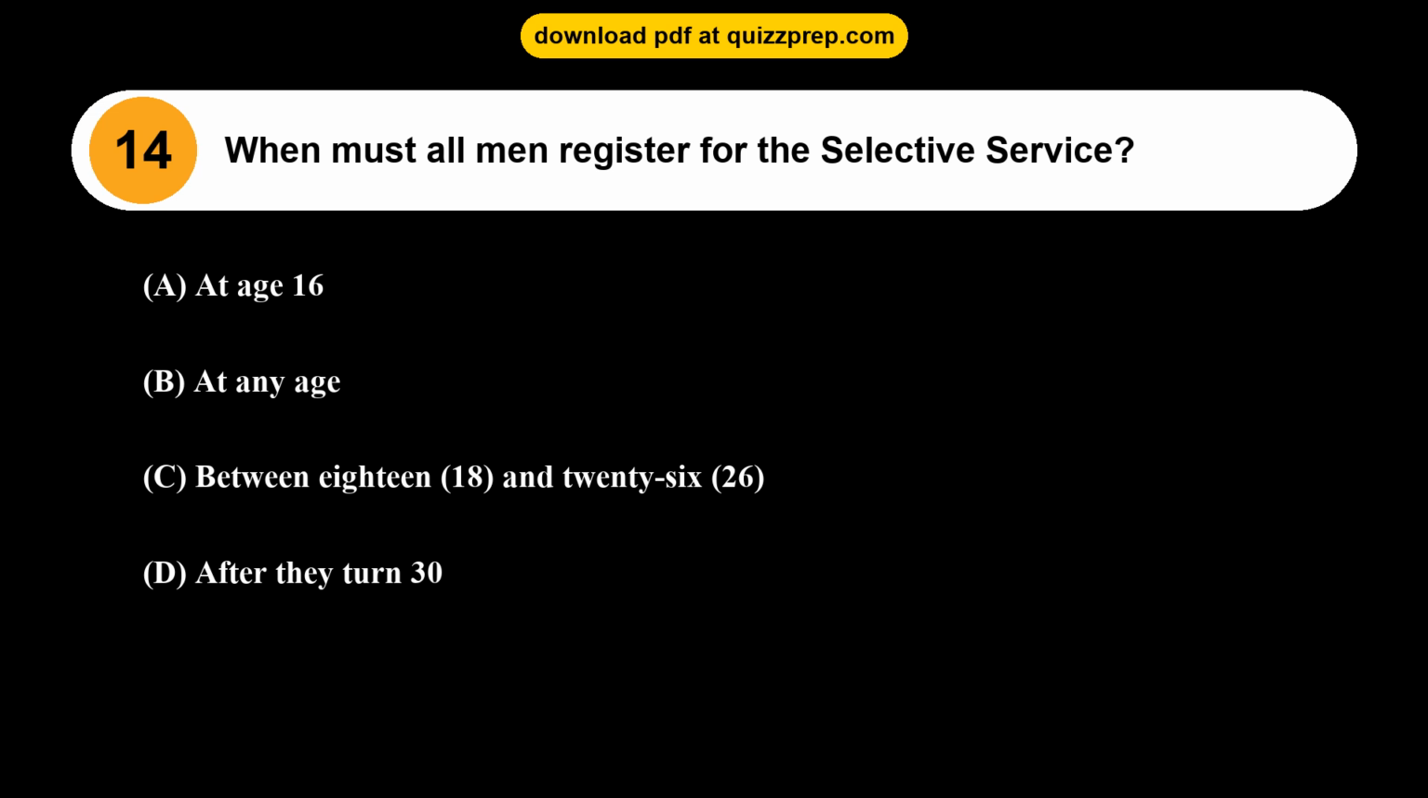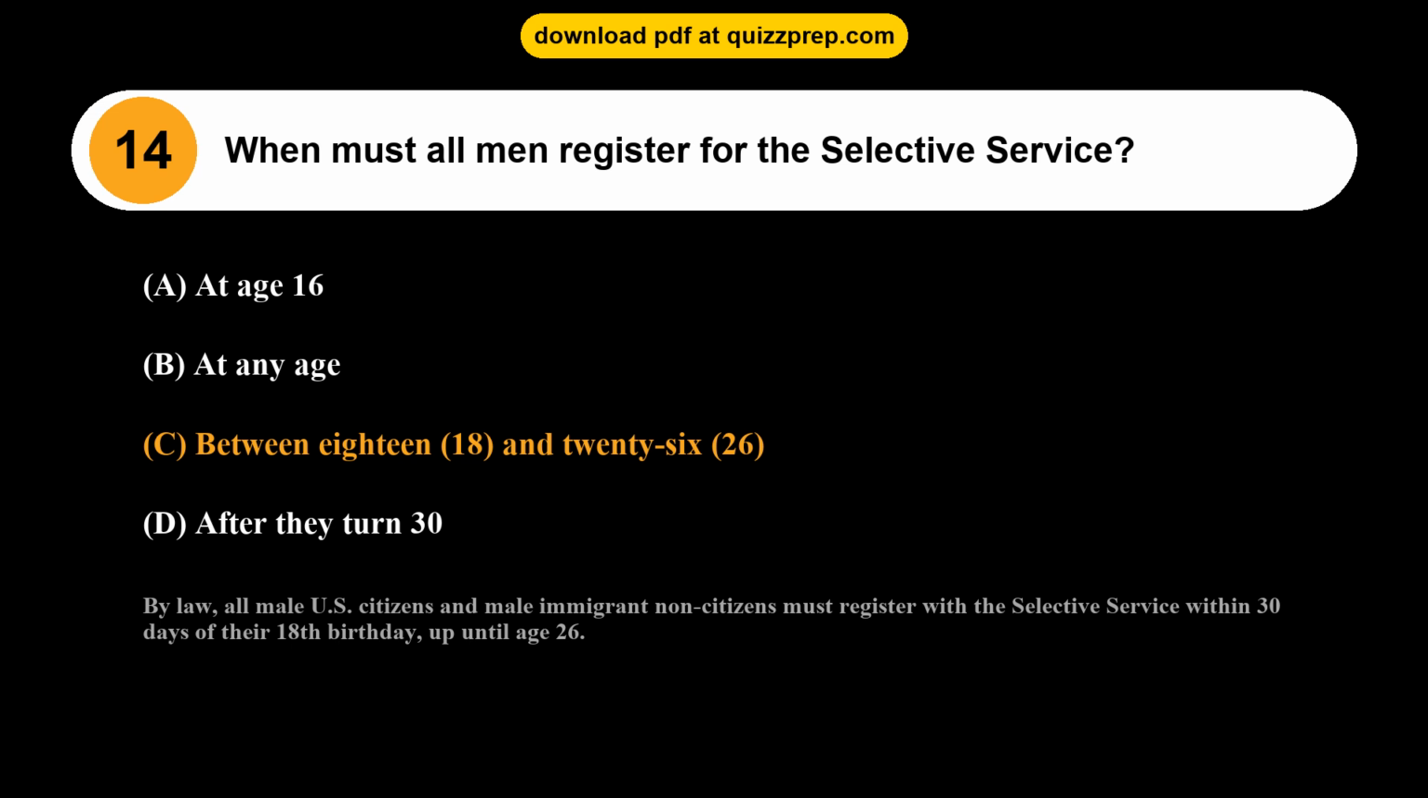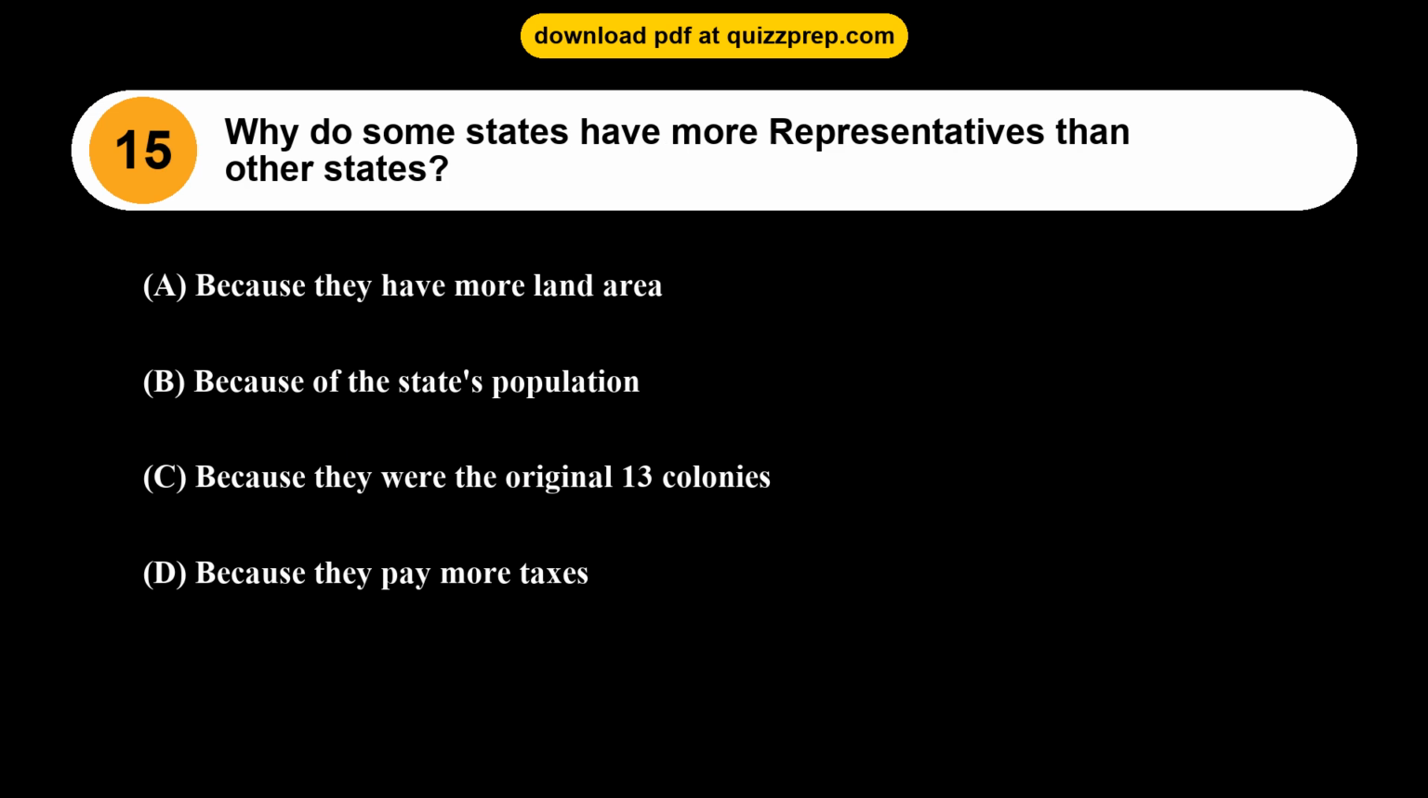Option A. At age 16. Option B. At any age. Option C. Between 18 and 26. Option D. After they turn 30. The correct answer is option C. Between 18 and 26. By law, all male U.S. citizens and male immigrant non-citizens must register with the Selective Service within 30 days of their 18th birthday, up until age 26. Question 15. Why do some states have more representatives than other states?